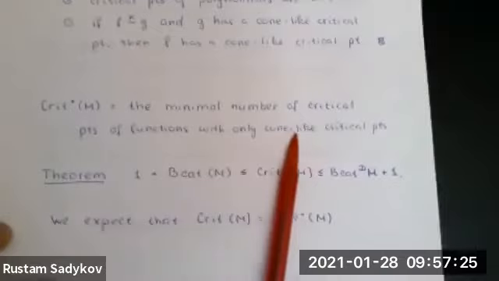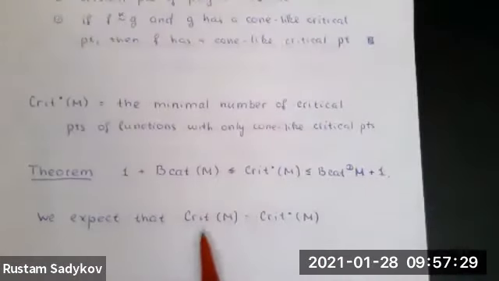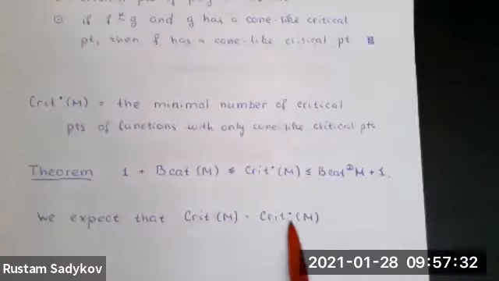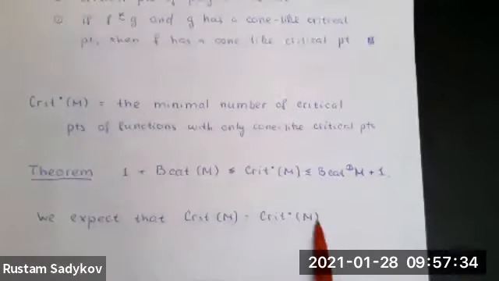Right. So we denote by crit.m the minimal number of critical points of functions with only cone-like critical points. And we expect that crit m is the same as crit.m. So we considered many cases, and really it's very hard to construct something that would not satisfy this. So we think that crit m should be the same as crit.m.